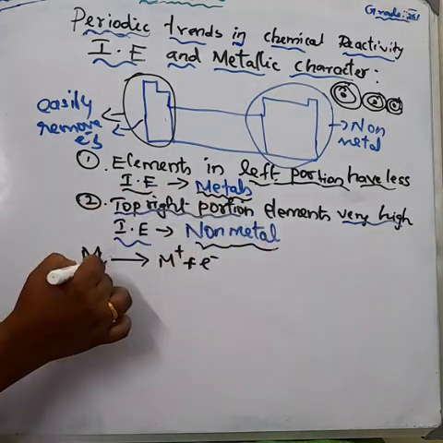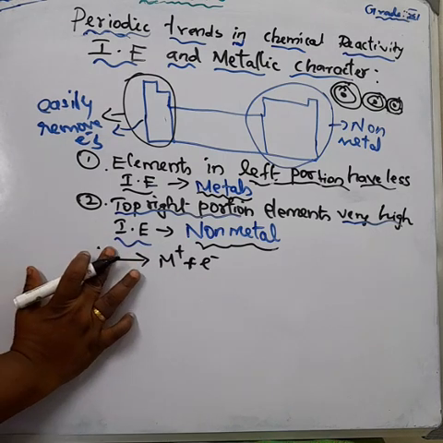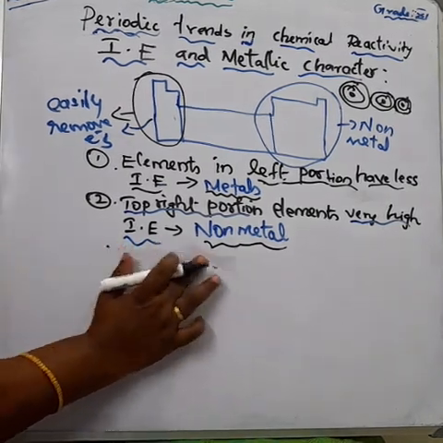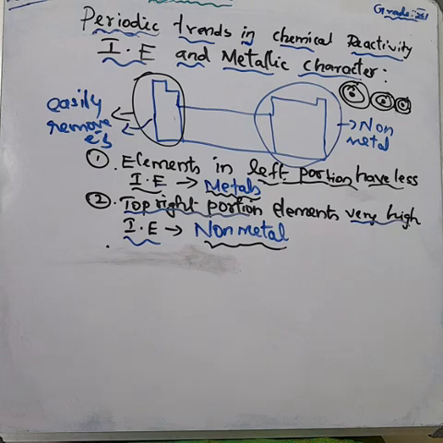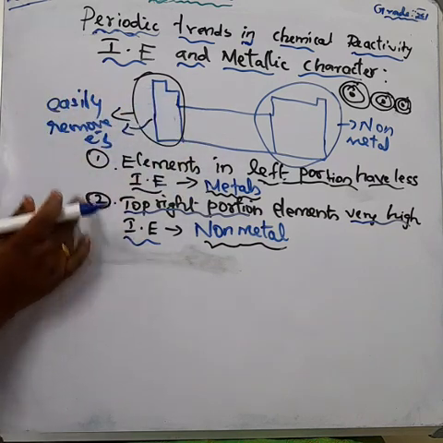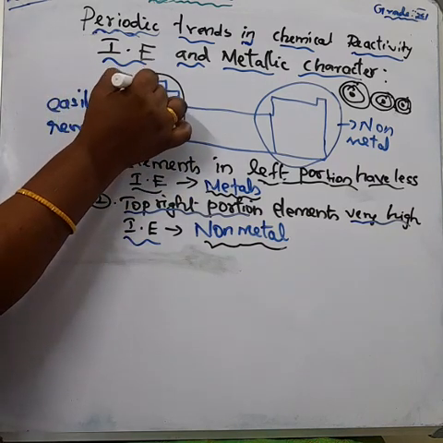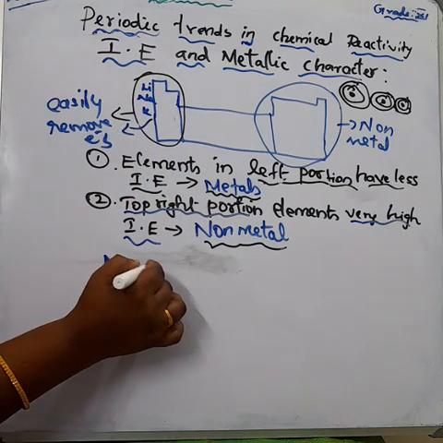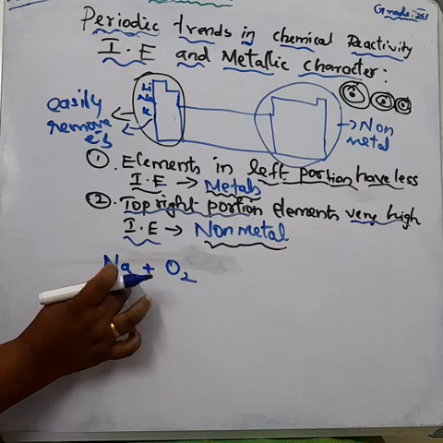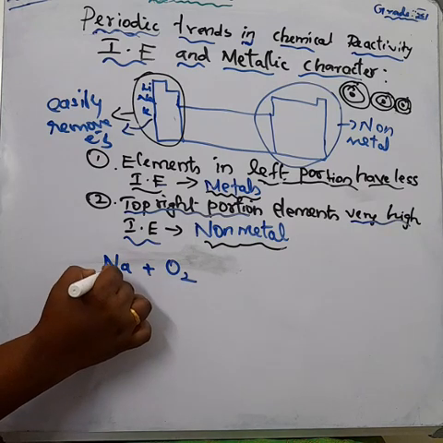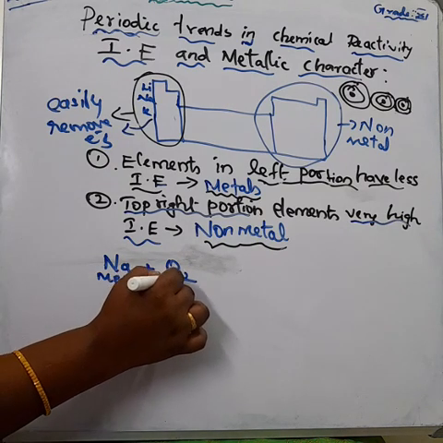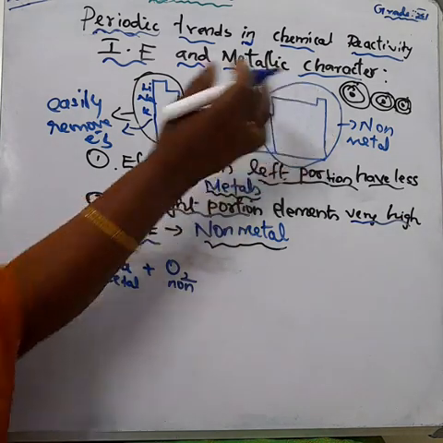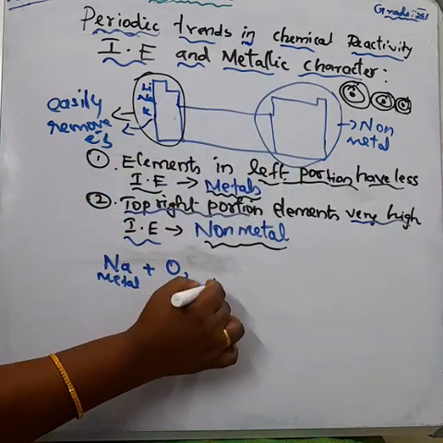Now we are going to study the reactivity of metals and non-metals. For example, I am taking the left side of the periodic table. What elements are present? Hydrogen, lithium, sodium, potassium. I am taking sodium. When sodium combines with oxygen, sodium is the metal and oxygen is the non-metal, because oxygen is present on the right side of the periodic table and sodium on the left side.